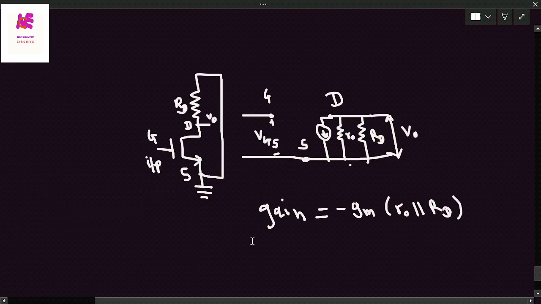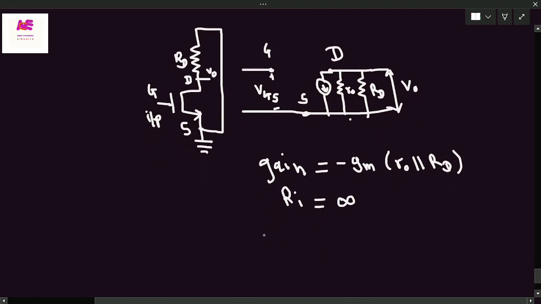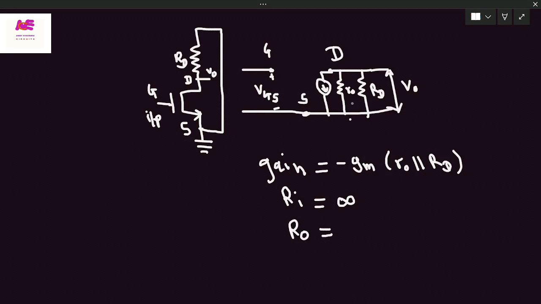Coming to the next, here we can calculate the input resistance. The input voltage has to be applied at the input of the common source amplifier. When you observe the gate terminal, because we are applying input at the gate with respect to the source, this is open circuited, and we know that open circuit means input resistance is infinity. Now calculating the output resistance. The output resistance is simply the parallel combination of internal resistor R0 and the resistor at the drain terminal, RD.